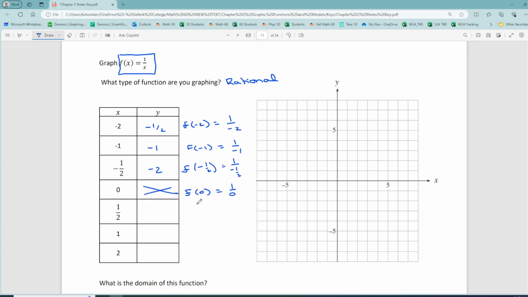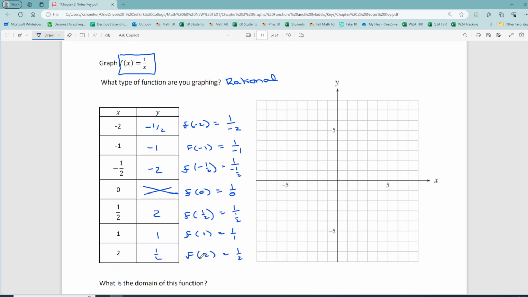Undefined. What about 1/2? f at 1/2 is 1 divided by 1/2. 1 divided by 1/2 is 2. Same thing, what happens if I put in 1? I get 1 divided by 1 is 1. And if I plug in 2, I get 1 divided by 2 is 1/2.